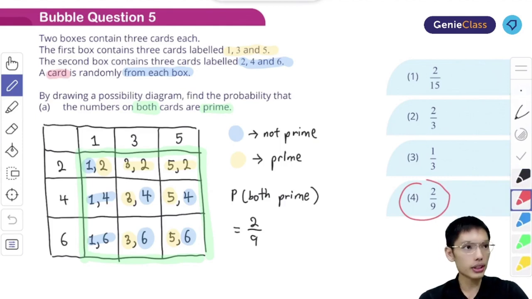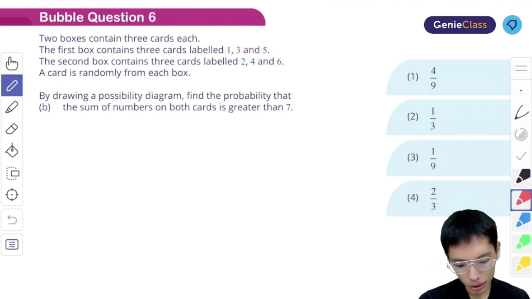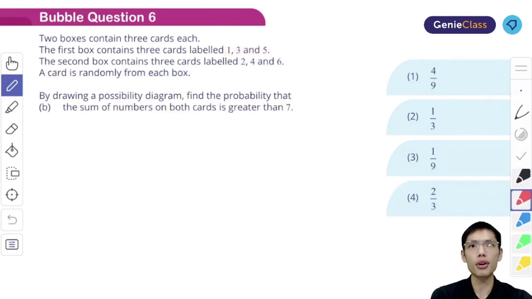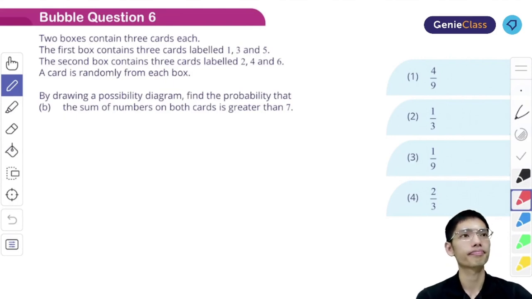Now, with this notion over here, let's move on. This one only 1 minute long because you have your possibility diagram there. So 1 minute long to check sum of numbers is greater than 7. Hit greater than 7. Gonna launch the bubble launcher now in 3, 2, 1. Let's go.